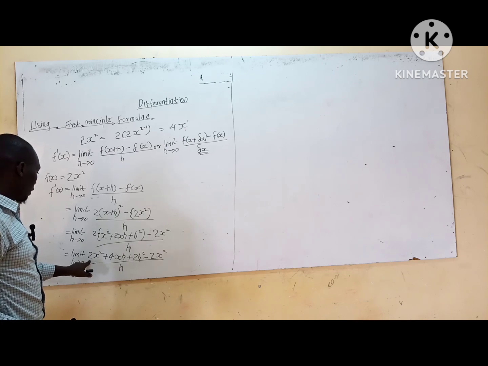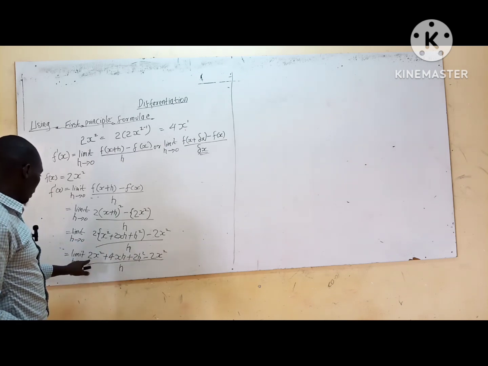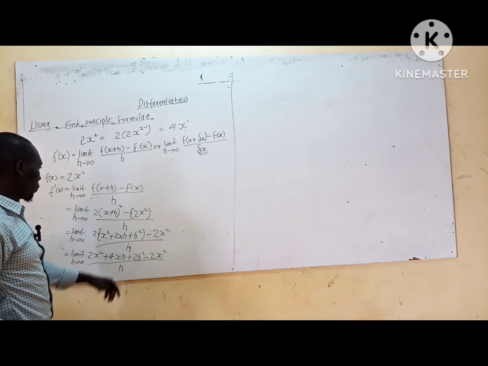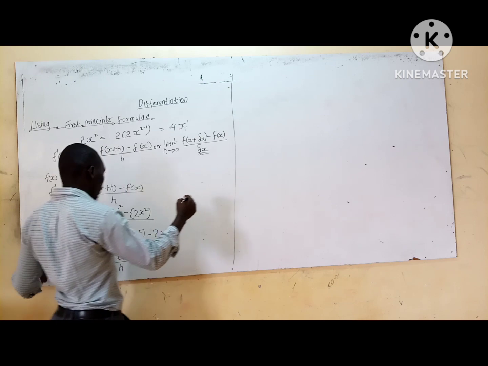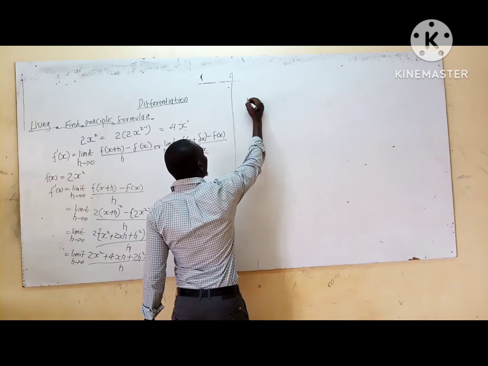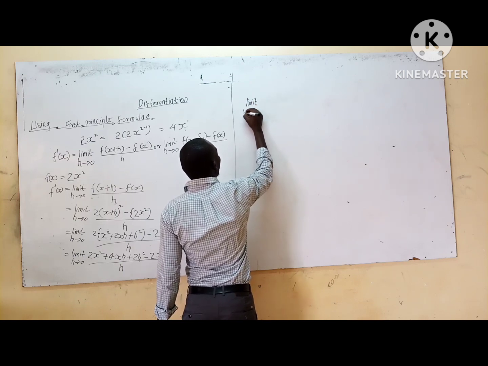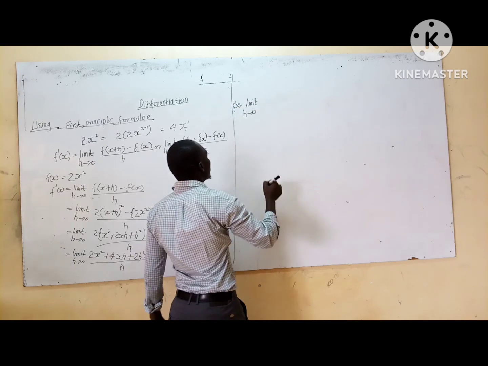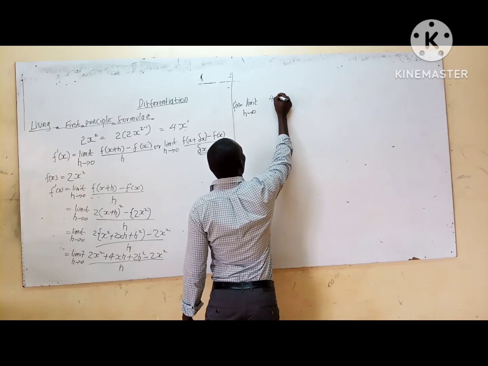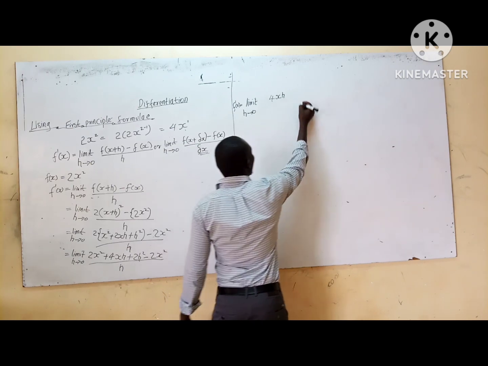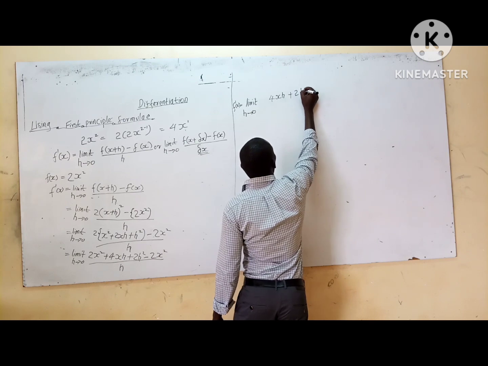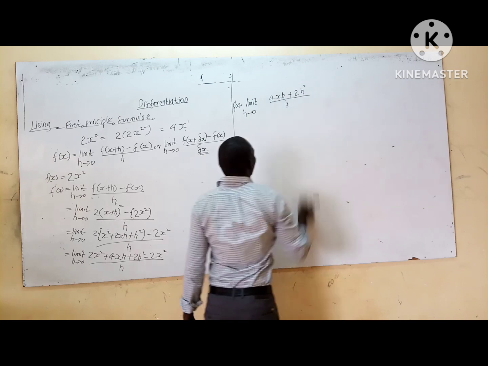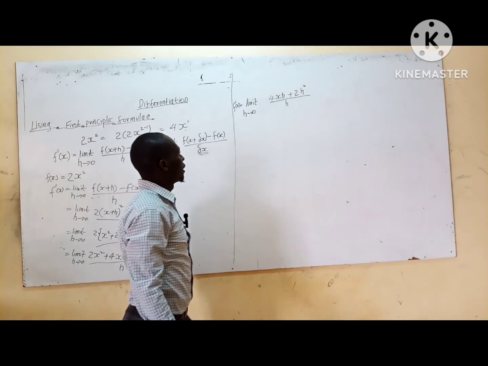When we come here, when you look at the numerator, we have common terms, and the common term will be 2x squared minus 2x squared, which will cancel out, and we will be having the limit as h approaches 0 of 4xh plus 2h squared, all over h.